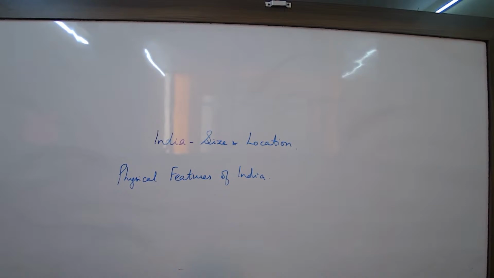Kumaon Himalaya. The part of the Himalayas lying between Satluj and Kali rivers is known as Kumaon Himalayas. See this? Between Satluj and Kali. So between these two it's known as Kumaon Himalayas. Then Nepal Himalaya. The Kali and Tista rivers demarcate the Nepal Himalayas. So Kali and Tista demarcate the Nepal Himalayas.